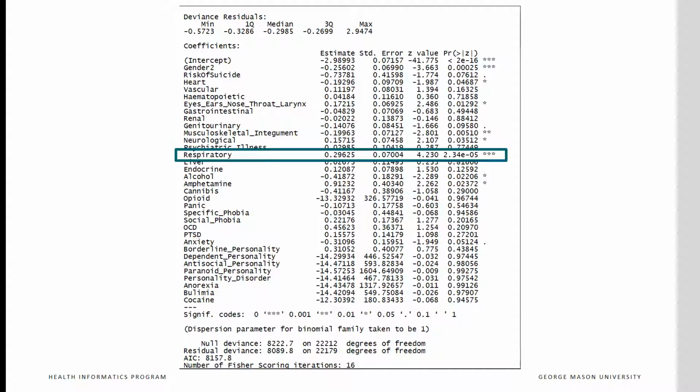For example, patients with respiratory illness are more likely to receive this antidepressant. If the patient has history of respiratory illness, the patient is 29% more likely to be treated with Buspirone.